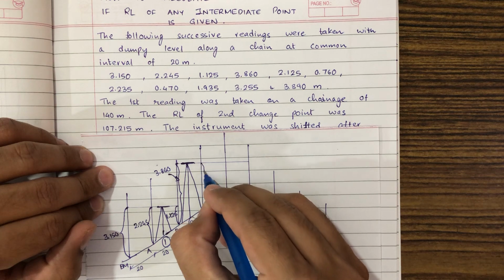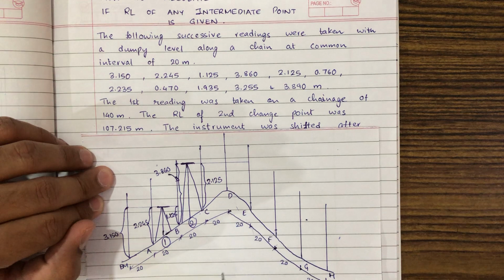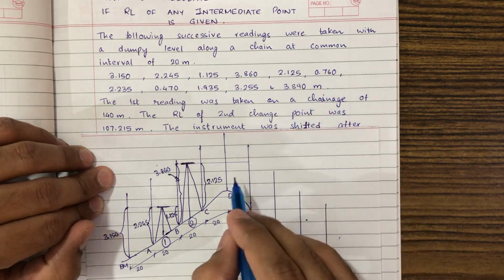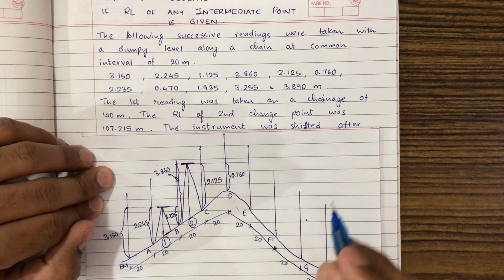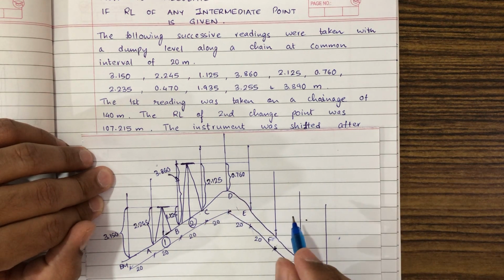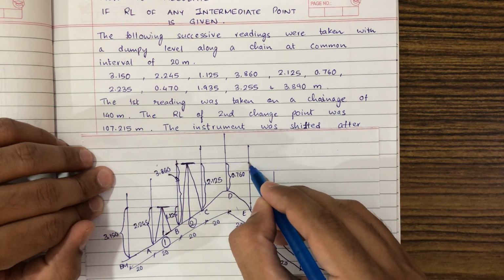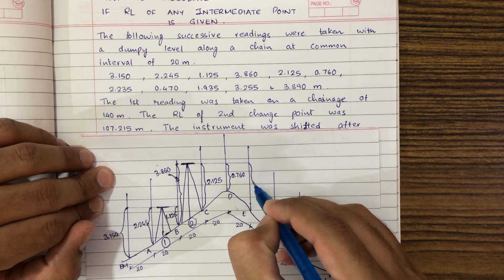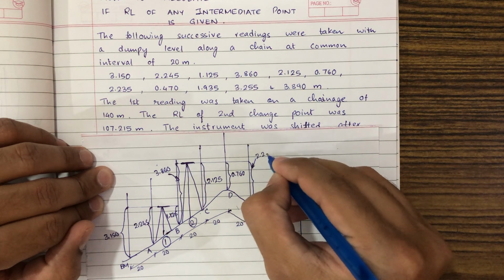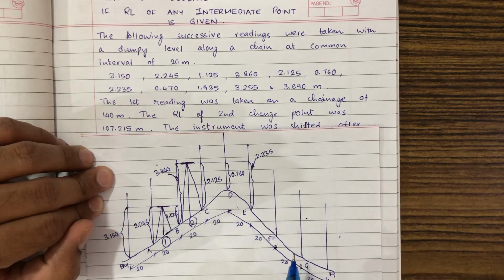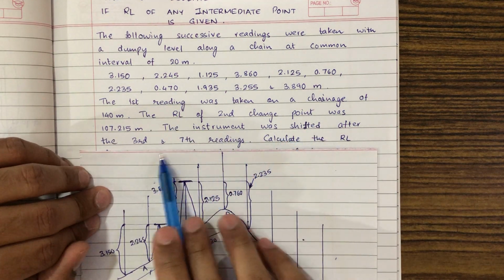Now here the reading comes out to 2.125. This reading is 2.125. This reading comes out to 0.760. And this reading is 2.235. So this reading comes out to 2.235. Now it is saying that after the 7th reading the instrument shifted.